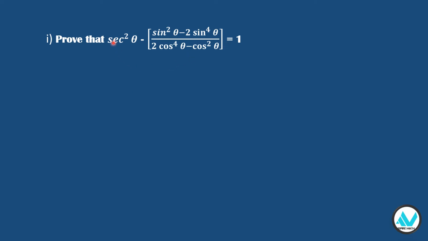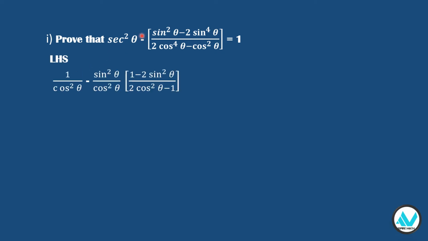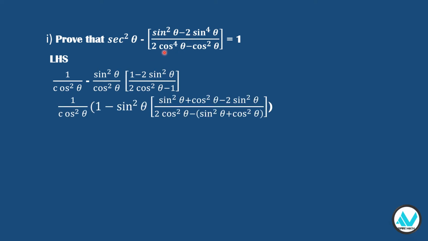I am going to change sec²θ as 1 by cos²θ. Here I am going to take sin²θ outside because sin²θ is common in both the terms. And in the denominator I am taking cos²θ because cos²θ is common in both the terms. So I have taken out sin²θ by cos²θ. The remaining terms are 1 minus 2 sin²θ and here 2 cos²θ minus 1.